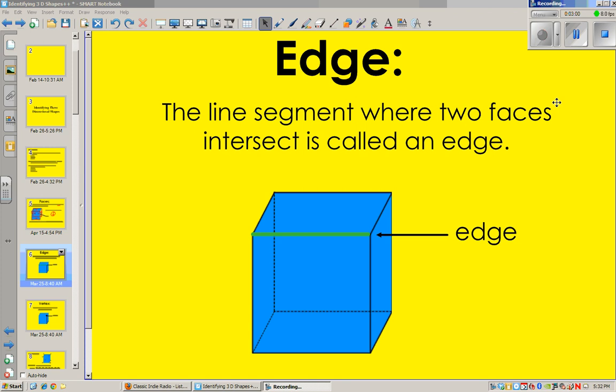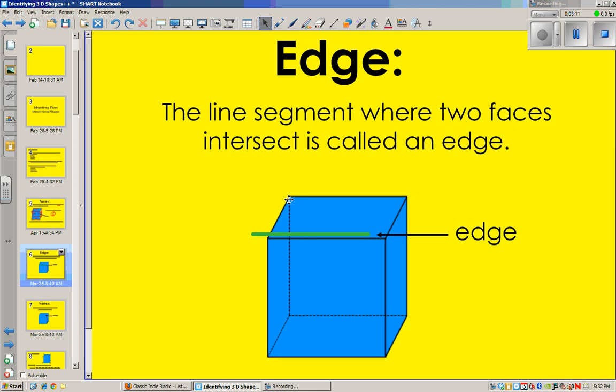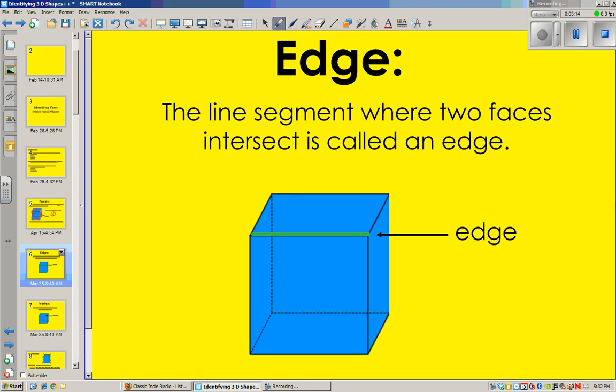All right, let's move on to an edge. An edge is a line segment where 2 faces intersect. So I've got one highlighted here in green. So we've got this top face intersecting with this front face, and it's making an edge right here. So right now, I want you to pause the video again, and I want you to try to answer this question. How many edges does this cube have? So pause the video, count them up.